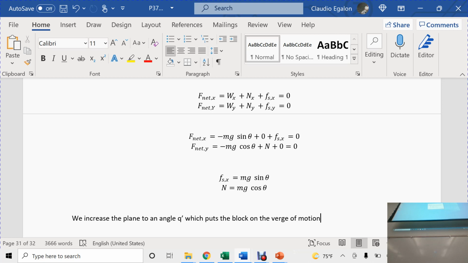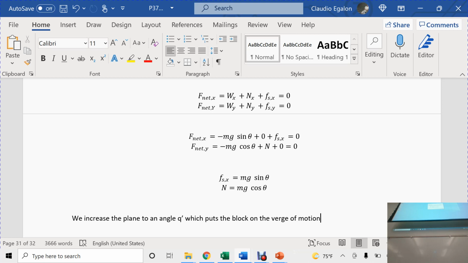Nope. This one? Let's try this one. Okay, here you go. This block's at rest, right? And little by little, I'm going to increase the angle. Because we have a force of static friction here, the block is not sliding, right? But eventually, it breaks free and starts sliding. That's the point that I call verge of motion.